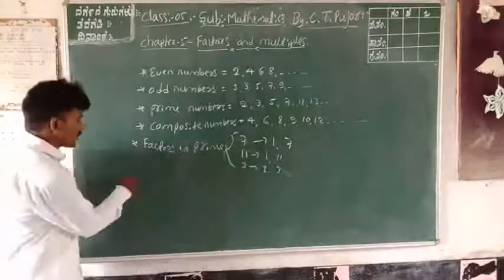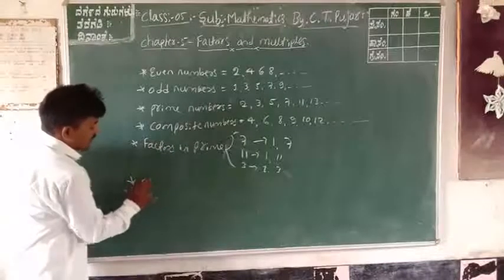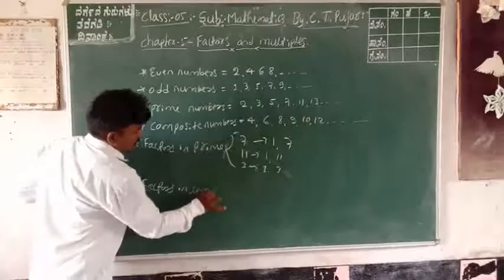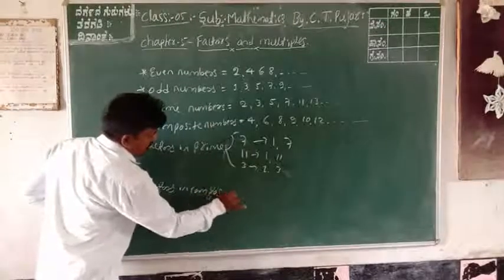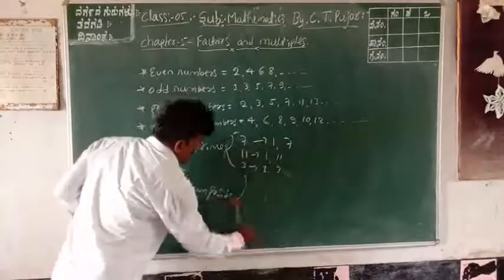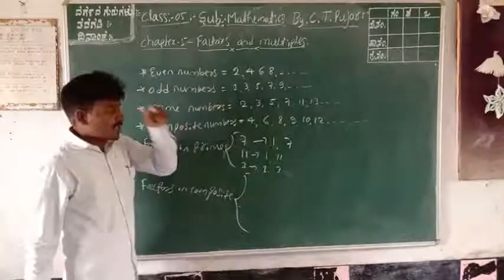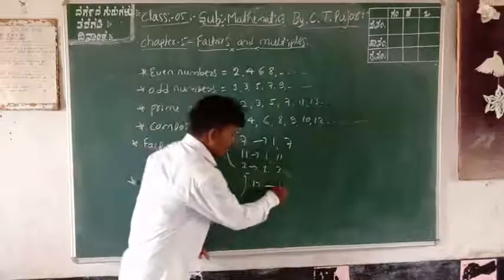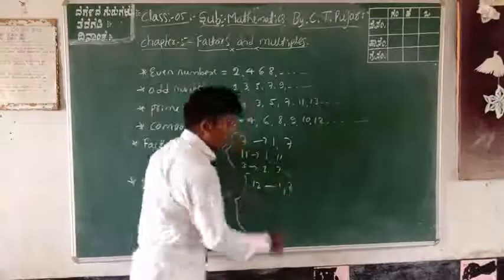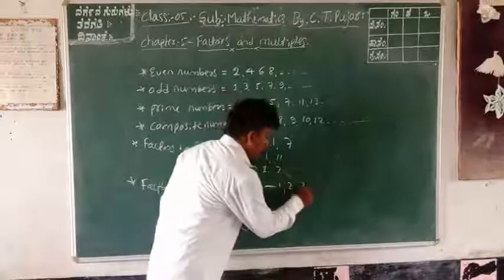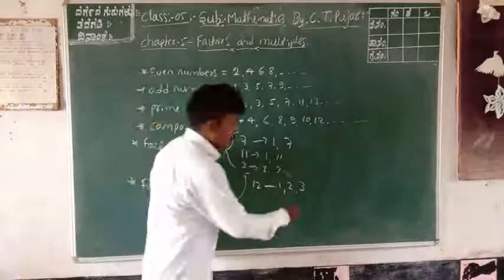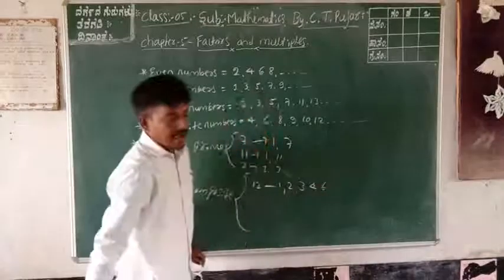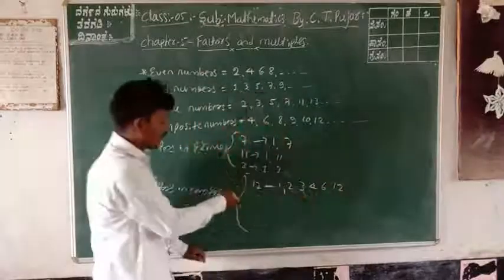What about composite numbers? Factors of composite numbers. Consider any composite number. First of all, consider 12. What are the factors of 12? 1 is a factor. 2 is a factor, 2 sixes are 12. Next 3 is a factor, 3 fours are 12. Next 4 is a factor, 4 threes are 12. Next 6 is a factor, and also 12 is a factor. These all are factors of 12.